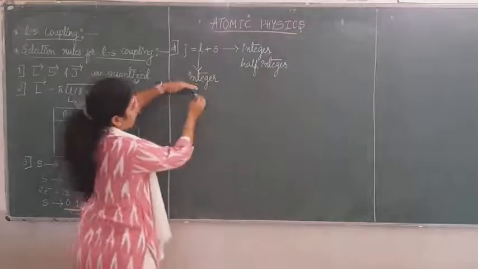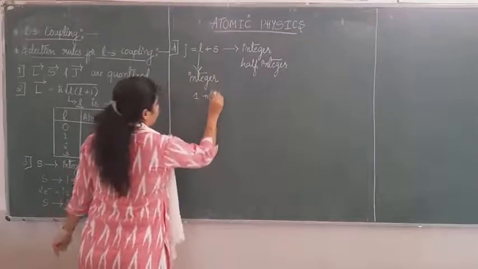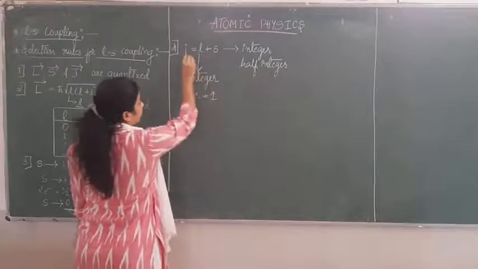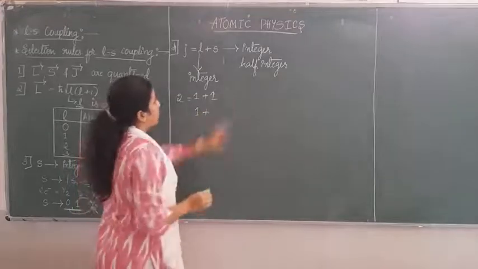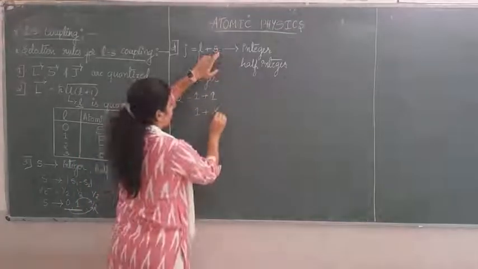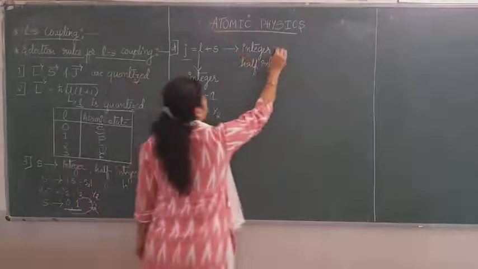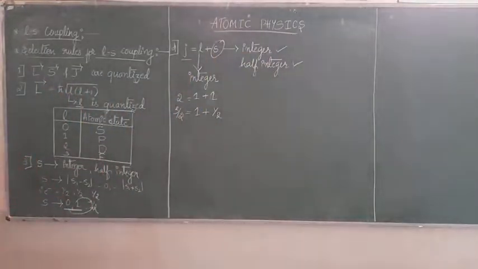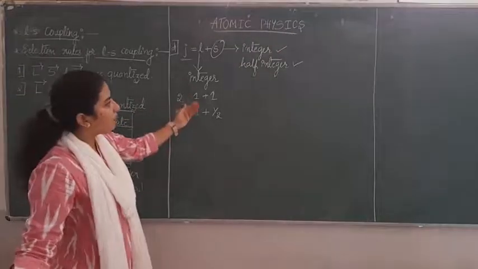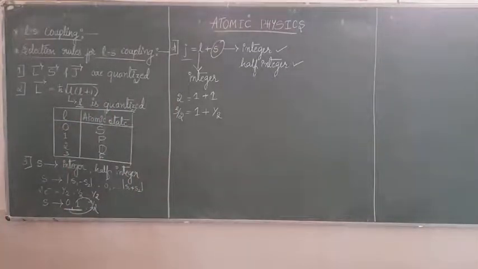So imagine for an integer I can take an example of 1. If S is an integer, I can take S as 1. Then the resultant J will be 2. If S is a half integer, I will take half, then it will be 3 by 2. So whether J is an integer or a half integer, it all depends on the value of S. If S is an integer, J will be an integer. If S is a half integer, J will be a half integer. So these are the few selection rules that are important while we solve the examples.